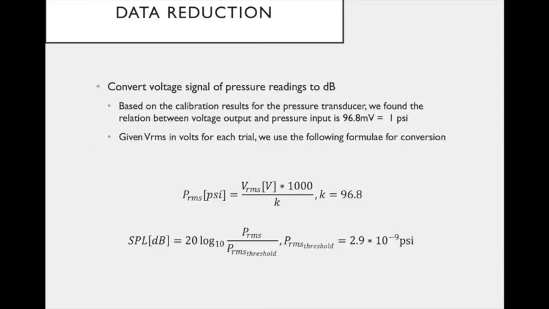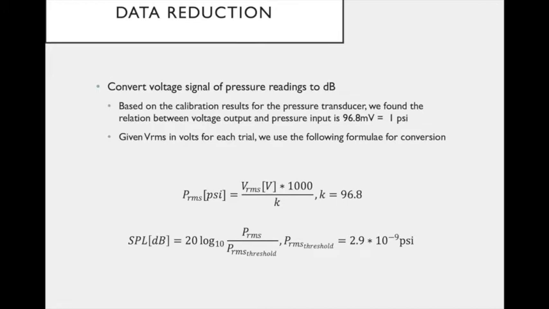So our first task for data reduction is to convert the voltage signal of pressure readings to decibels. And this is based on the calibration results for the pressure transducer. We found the relationship between voltage output and pressure input is 96.8 millivolts of reading equals 1 psi of pressure reading. And with the given VRMS in volts for each trial, we use the following formula for conversion. Based on figure 8 in the lab manual, we found the constant to be 96.8, and we use that to get the PRMS reading.